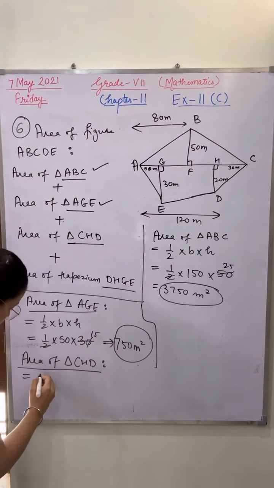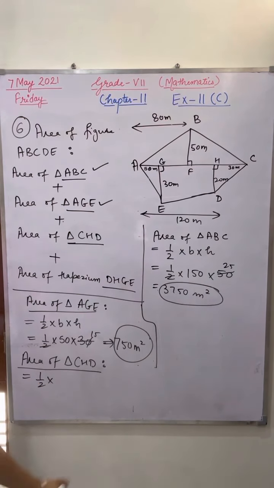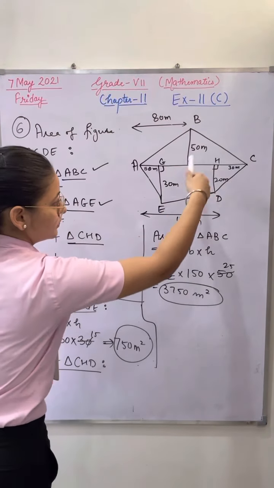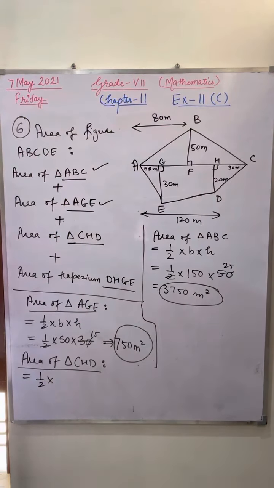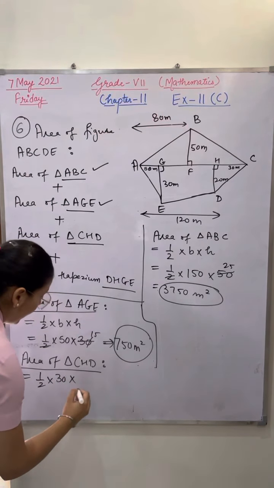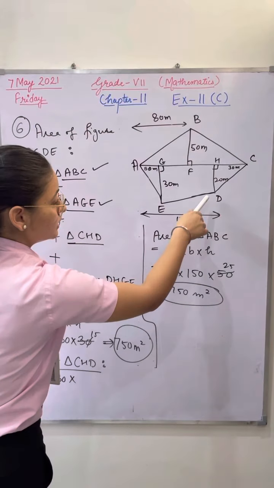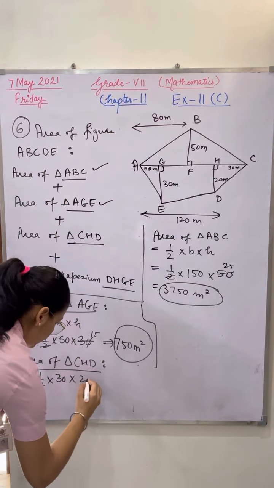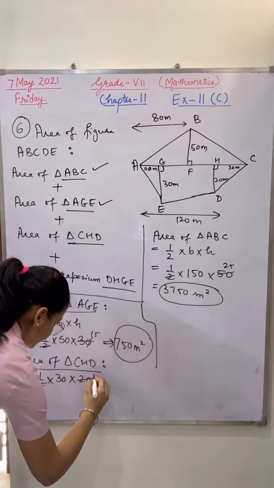Half into base into height. Okay, half into base into height. What is the base here? Ma'am, the base is 30 meters. Very good. And the height is 20 meters. Okay, cancel it and tell me the answer.